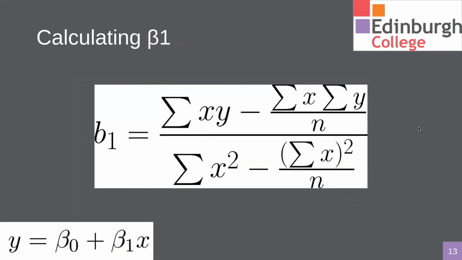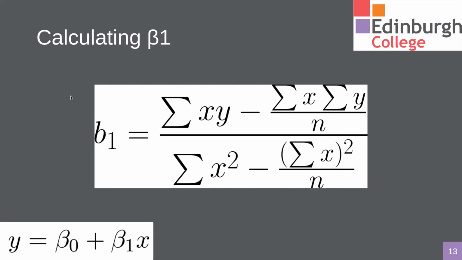So the first thing to do when we want to get the formula y is equal to beta 0 plus beta 1 x is we're going to calculate beta 1 first. So beta 1 can be calculated, first of all, by taking the sum of the cross products minus the sum of x times the sum of y over the value in n. Okay, so let's work out the top half first.